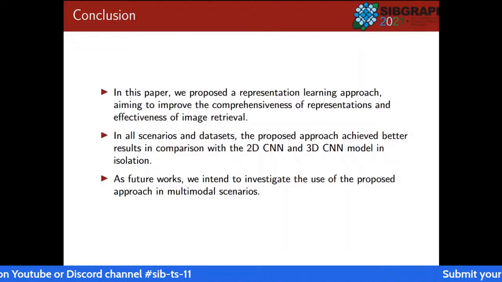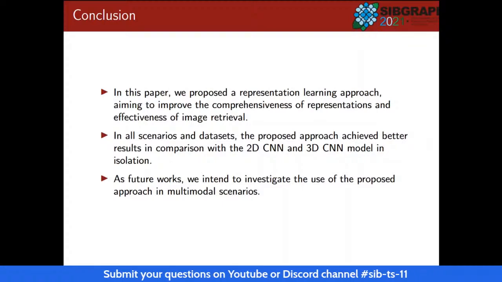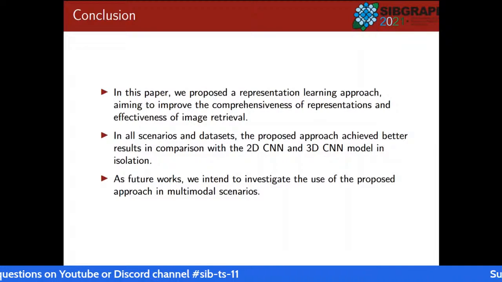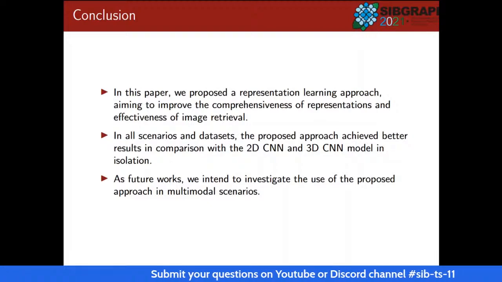In our scenario and datasets, the proposed approach achieved better results in comparison with the 2D and 3D CNN models in isolation. Our results are promising for representation learning, and as future work, we intend to investigate the use of the proposed approach in multimodal scenarios, aiming to fuse information from multiple modalities in unsupervised multimedia retrieval scenarios.